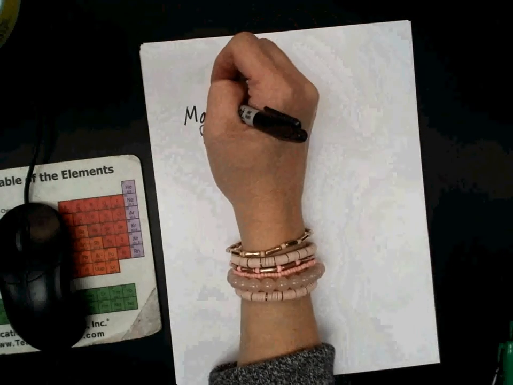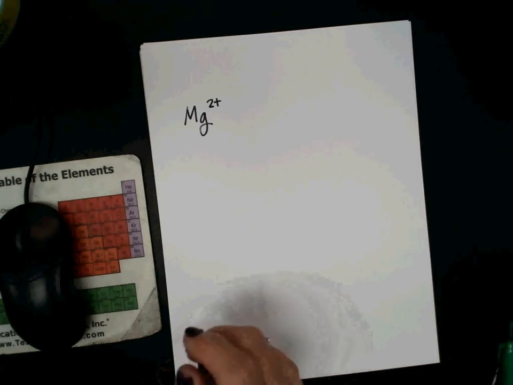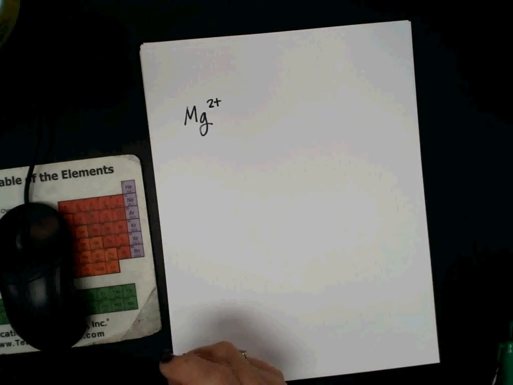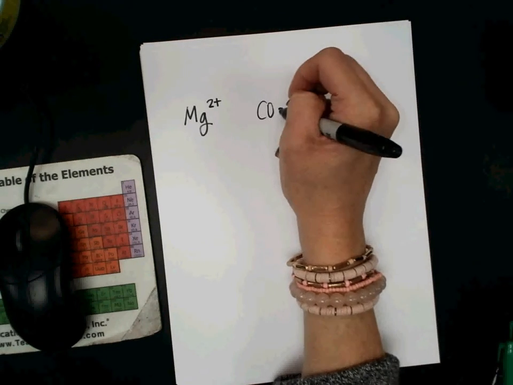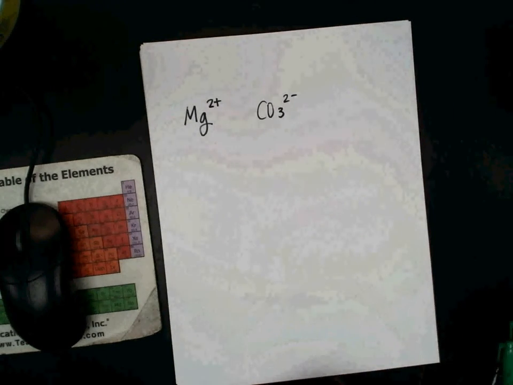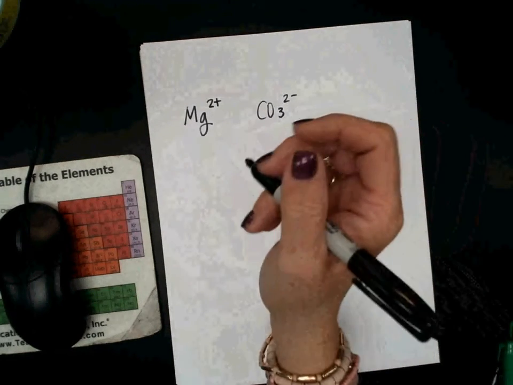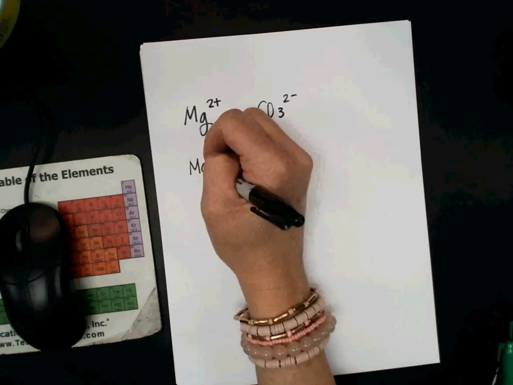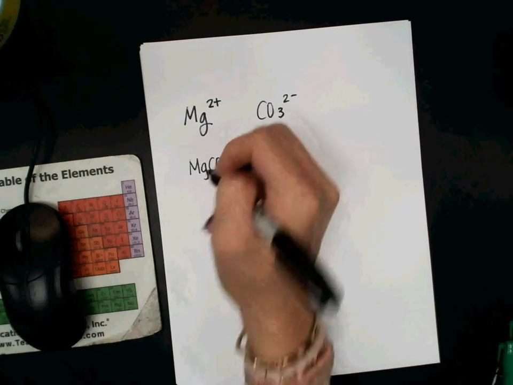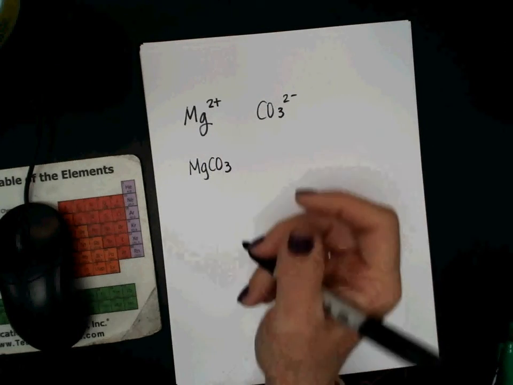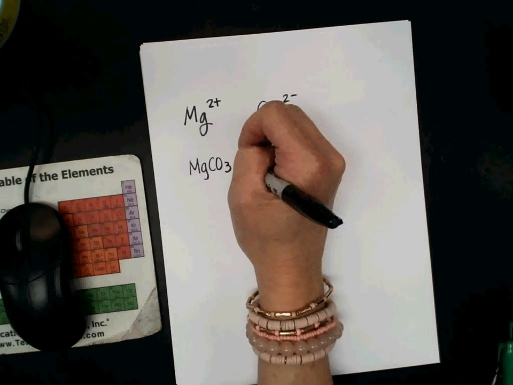What's my charge on Mg, Kinley? 2 plus. Carter, can you tell me the formula for carbonate? CO3 2 minus. Colin, what's my chemical formula? MgCO3, that's nice. They just cancel each other out. MgCO3, and then it says hydrate.